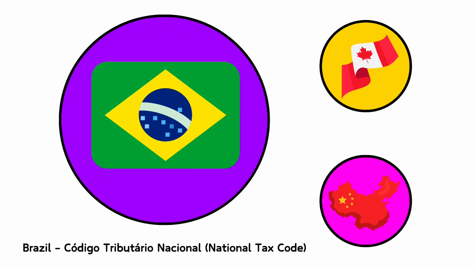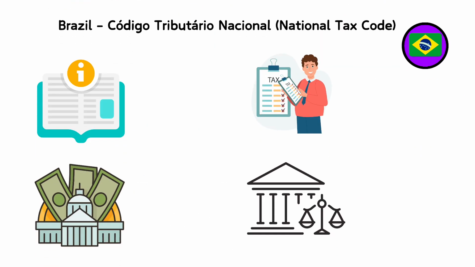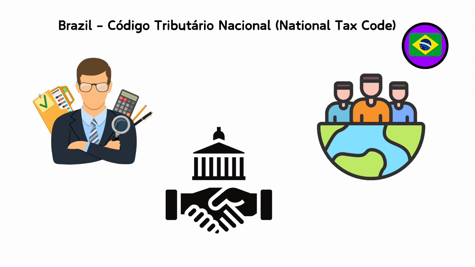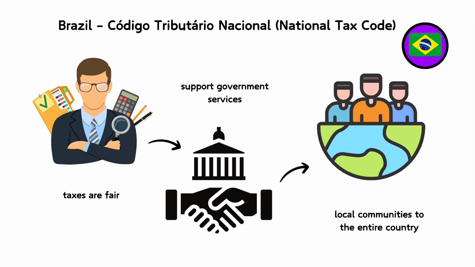Brazil Código Tributário Nacional, National Tax Code. Brazil's National Tax Code is like a guidebook that explains all the taxes in the country. It covers taxes collected by the national government, like income tax, as well as taxes collected by state and local governments. This system tries to make sure that taxes are fair and that they support government services at all levels, from local communities to the entire country.